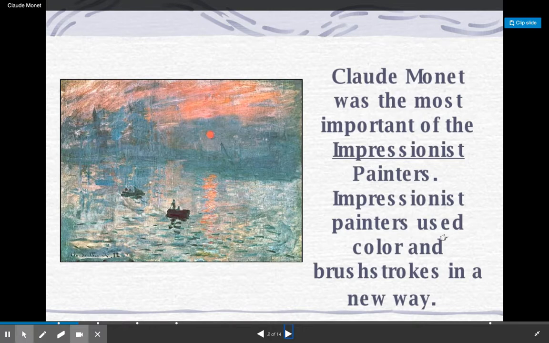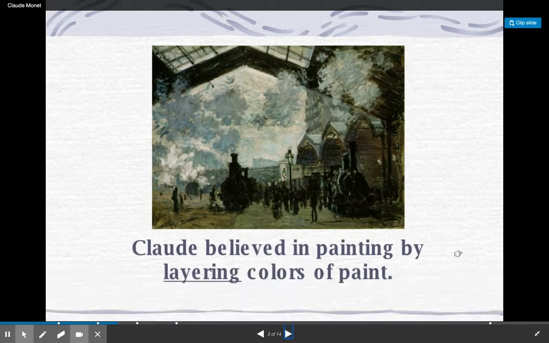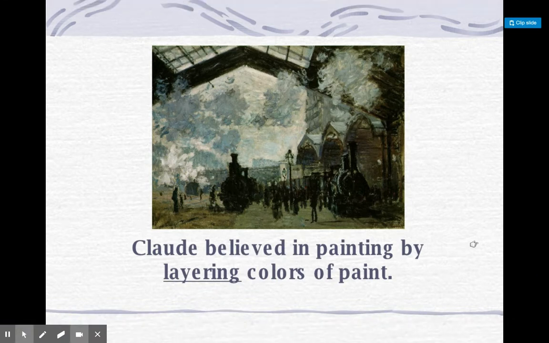So, our artist yesterday was Pablo Picasso, and we talked about how he invented a new style, and Claude Monet was a part of another movement that was inventing a new style. Claude believed in painting by layering colors of paint. That means that he would add different colors on top of each other to create an image, a texture, or a different color that had a lot more dimension than if you were just to do one coat.